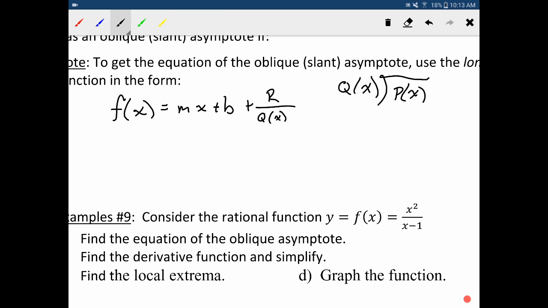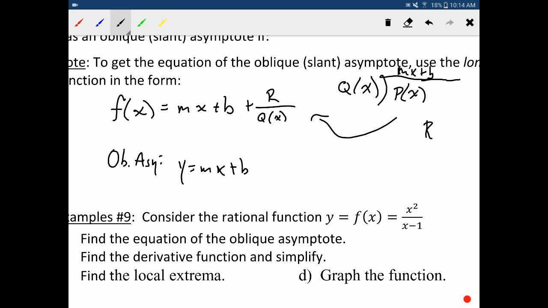So this is where you'll have mx plus b is your answer up there, and you'll have your remainder down here. And so you can just rewrite this in this form, and that is the function. And what then your oblique asymptote is, is just going to be y equals whatever your mx plus b is.